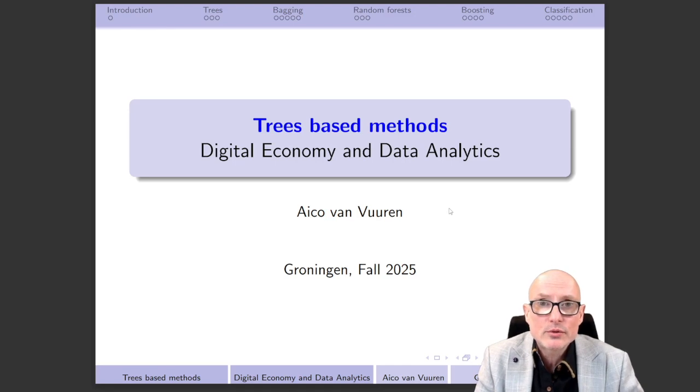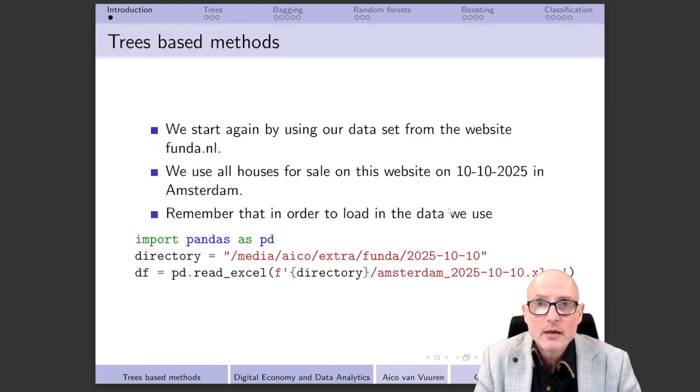In order to start, we remember from the videos of the previous tutorial that we have been looking at a website called vanda.nl. More in particular, we have been looking at all the houses that are for sale on this particular website on the 10th of October 2025 in Amsterdam.